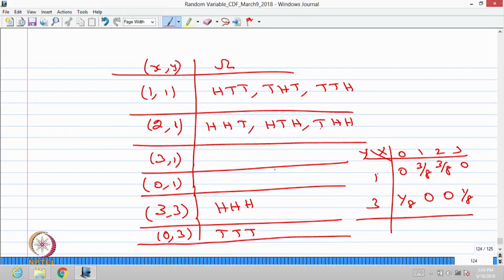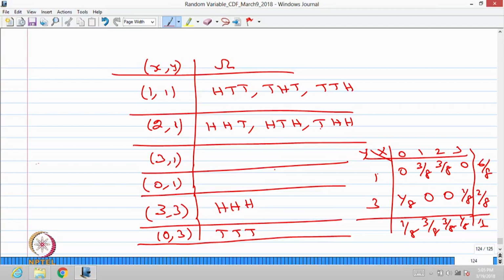If you add all the values, 3 by 8 plus 3 by 8 plus 1 by 8 plus 1 by 8, that is going to be 1. If you make a row sum or column sum, you will get the marginal distribution, and if you add those values, again you will get 1. So it's 0 plus 1 by 8, 1 by 8, 3 by 8, 3 by 8, 1 by 8. If you add all these values, it's going to be 1. Similarly, if you add 3 by 8 plus 3 by 8, that is 6 by 8, 1 by 8 plus 0 plus 1 by 8, that is 2 by 8. So if you add 6 by 8 plus 2 by 8, you are getting 1.